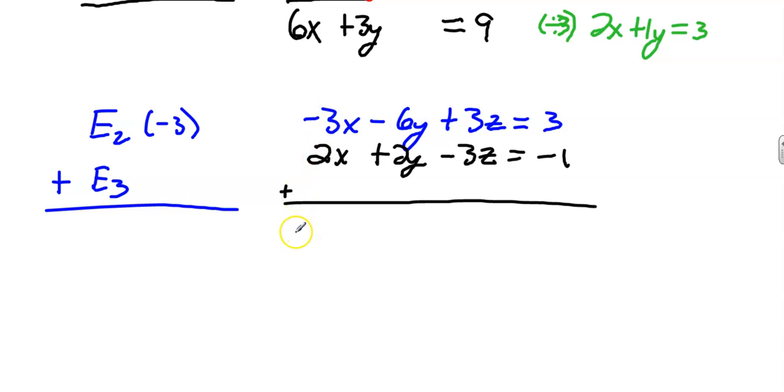Okay, so 3 minus 2 is negative 1. I'm going to go ahead and put the negative 1 on there just so we don't mess anything up when we're moving through the next part. Negative 6 plus 2 is negative 4. The z's go out, and then 3 minus 1 is 2.